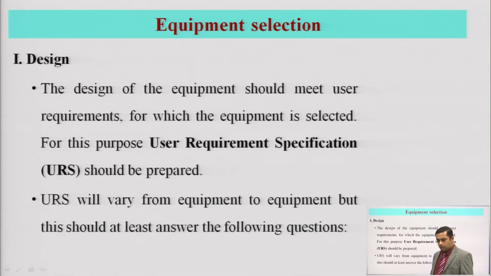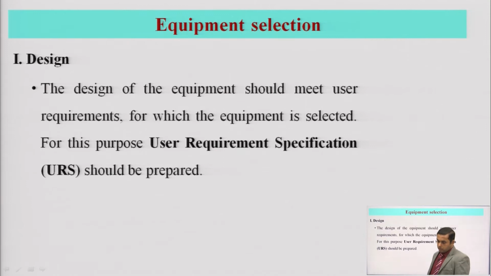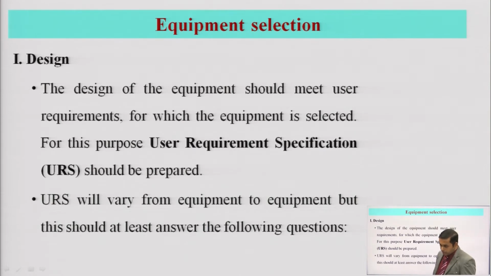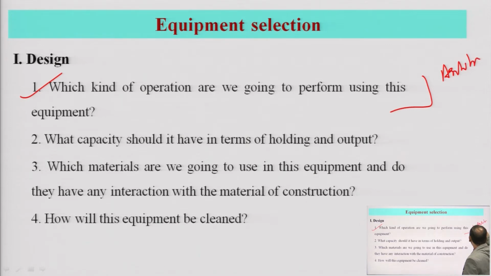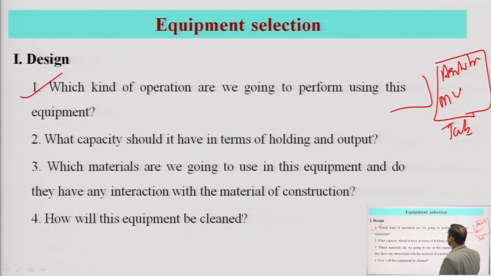Then, let me tell you one by one. So, design. The design of the equipment should meet the user requirement for which the equipment is selected. For this purpose, the user requirement, that is called URS, is prepared. URS will vary from equipment to equipment, but it should also answer the following questions. The first question is, which kind of operation are we going to perform, for example, antibiotic, or you are producing only multivitamins, or producing those things in tablet form. So, what kind of operation are we going to perform?